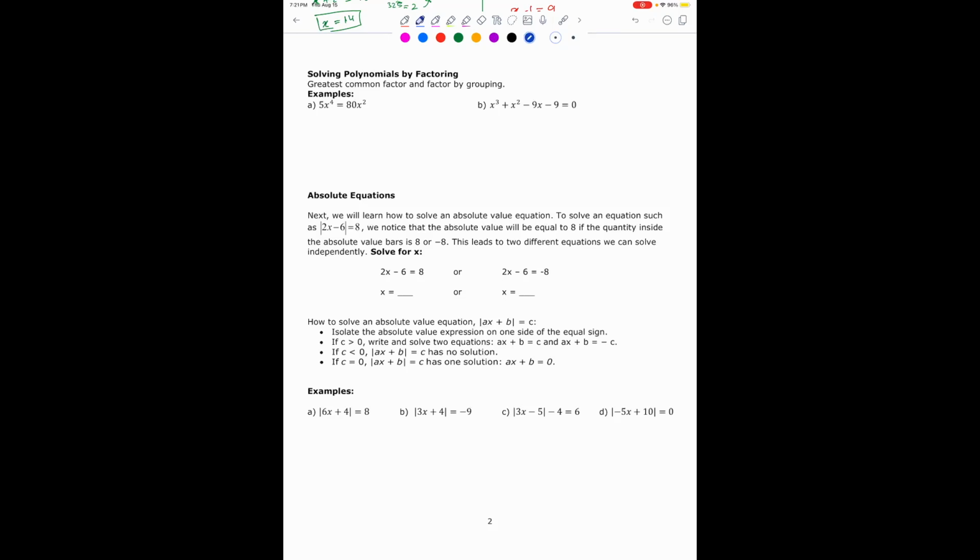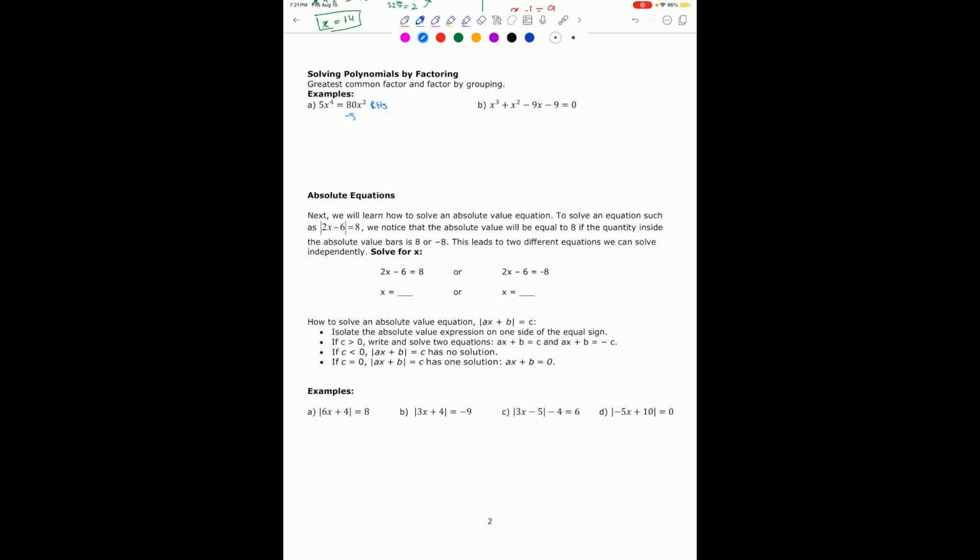The rest of section 2.6, 2.7. We're solving polynomials by factoring. We're going to use the greatest common factor and factor by grouping in order to solve the first equation and the second equation. So for the first equation, in order to solve it, I'm going to make the right-hand side equal to 0.